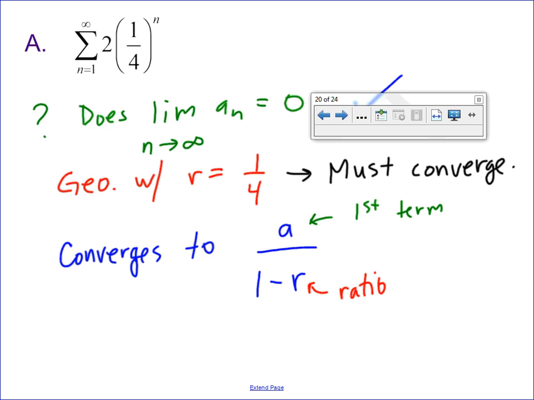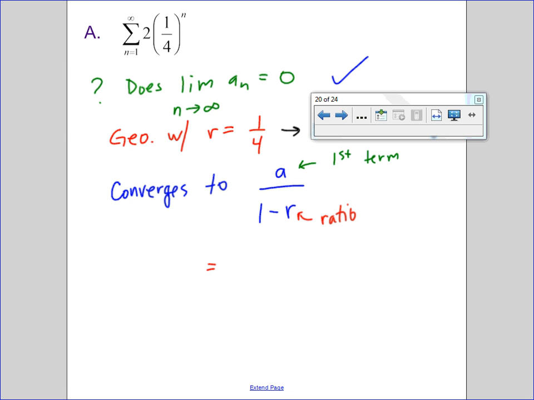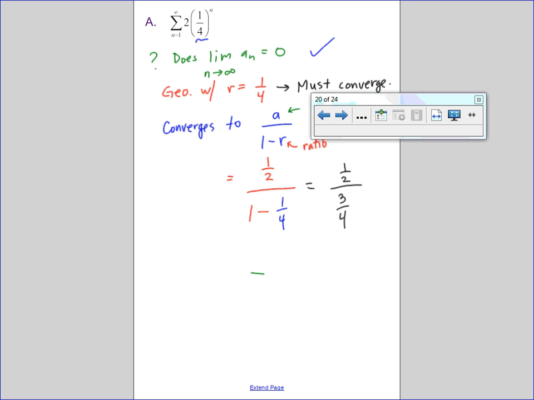Let's do it. So what does this one converge to? What's the first term? We have to go to my index here to get my first term. 1 goes in for n, 1/4 to the first is 1/4, times 2 is 1/2. Yes, 1/2. So a is 1/2 over 1 minus what's r? R is 1/4. So I can evaluate this and get 1/2 over 1 minus 1/4, which is 3/4. Dividing by a fraction is the same as multiplying by the reciprocal. So 1/2 divided by 3/4 is the same as 1/2 times 4/3. You guys see that? And that's the same as 2/3.